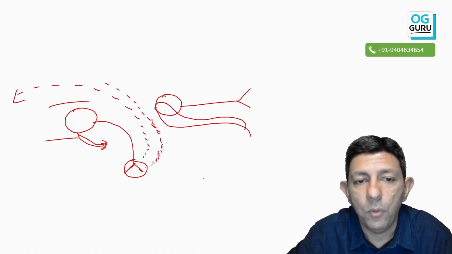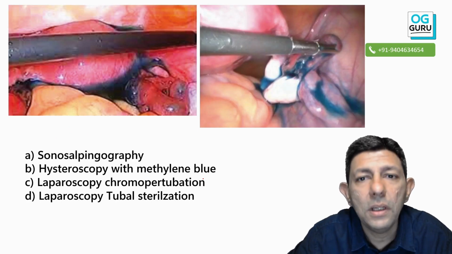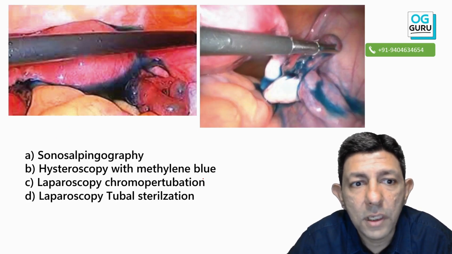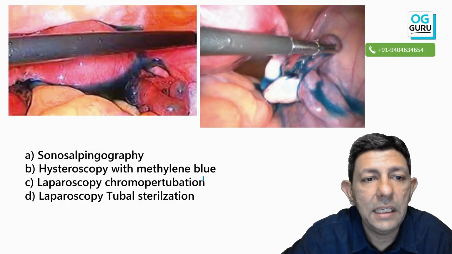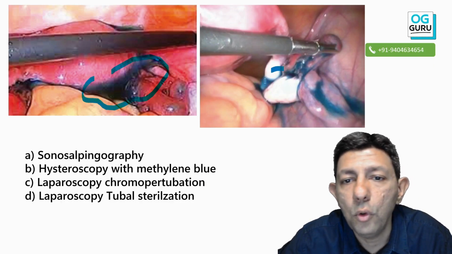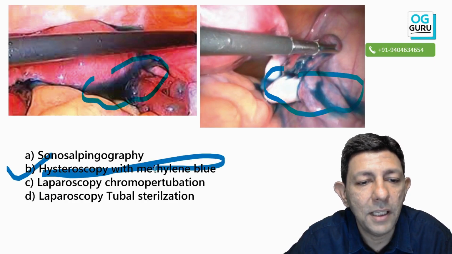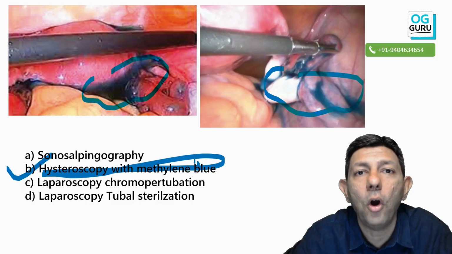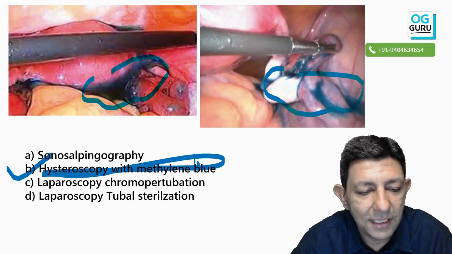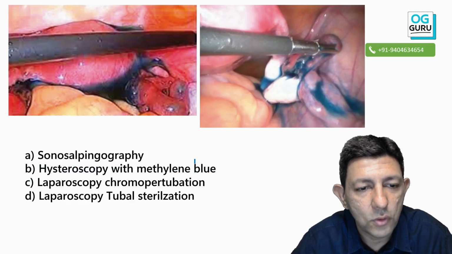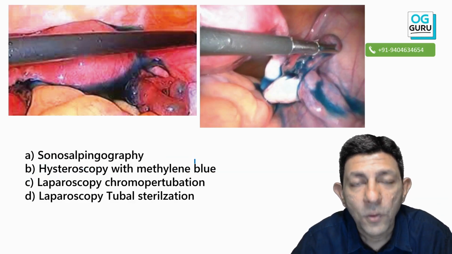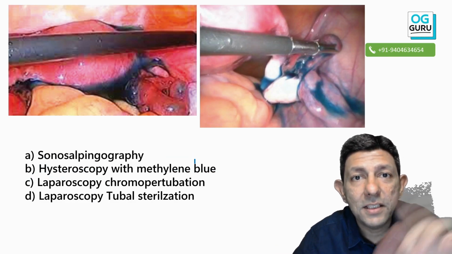Now moving on to the next picture. What do the students see? Directly they see this blue, methylene blue, and the answer: hysteroscopy with methylene blue. Very good. Yes or no? Wrong. Clean bold. Please understand this: with hysteroscopy we never use a blue color dye. So now what is this? Is this hysteroscopy?